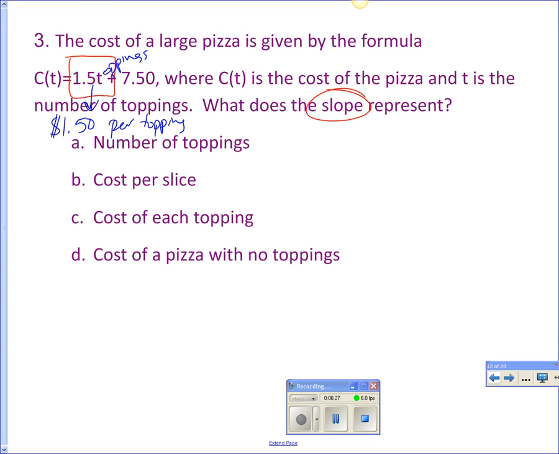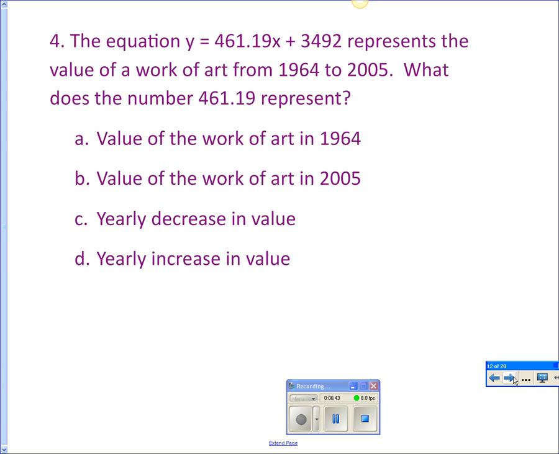Louis, which answer choice means what we just said? If it's $1.50 per topping, which one of these? C. It's the cost of each topping. Okay? All right. Any questions on that one? All right. Number 4. The equation y equals 461.19x plus 3,492 represents the value of a work of art from 1964 to 2005. What does the number 461.19 represent?